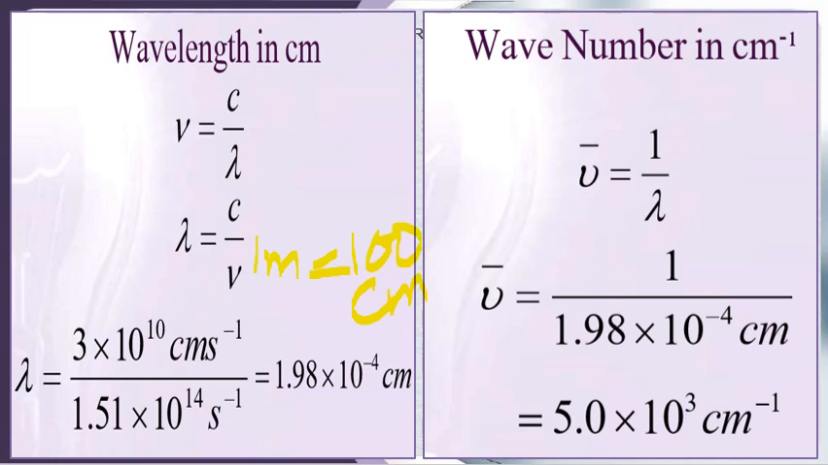Right? I hope you are familiar with the definitions of frequency, wavelength and wave number. Frequency is the number of waves passing through a point per second, while wavelength is the distance between two crests or two troughs, while wave number is the reciprocal of the wavelength, or the number of units passing through a unit distance, that is termed as the wave number.